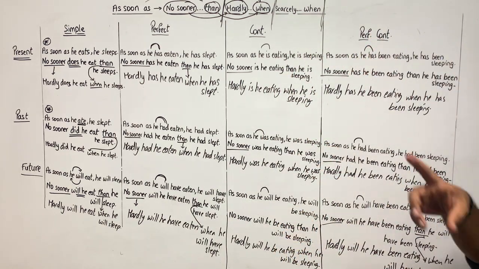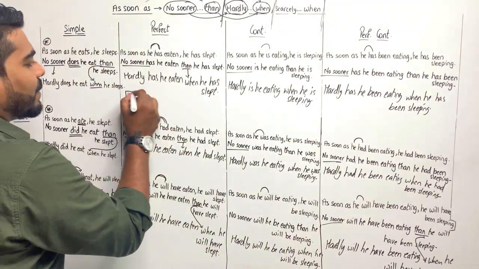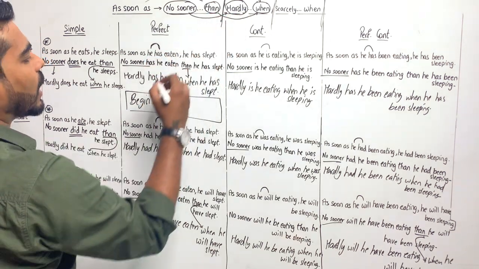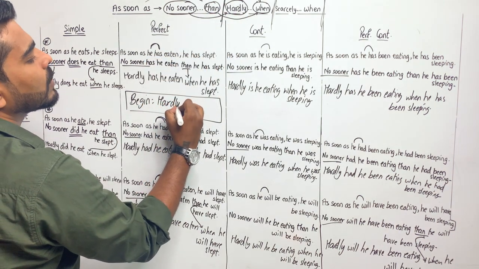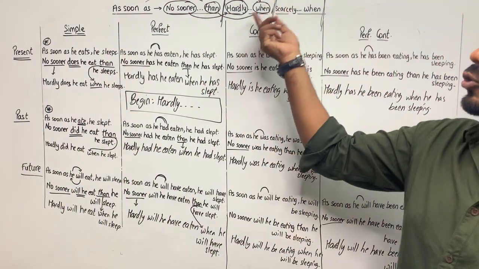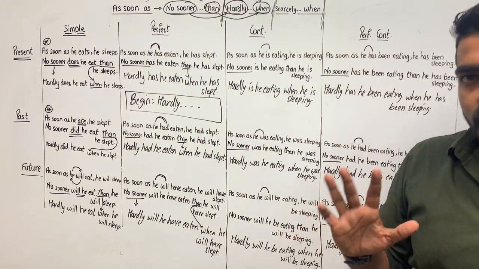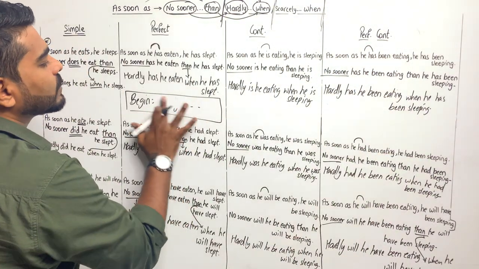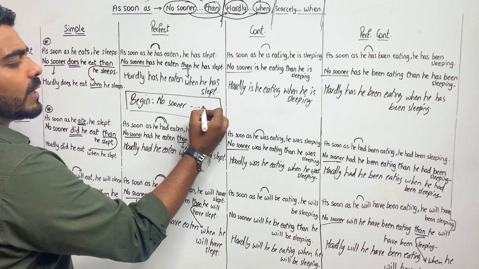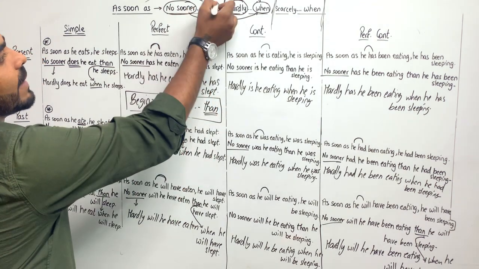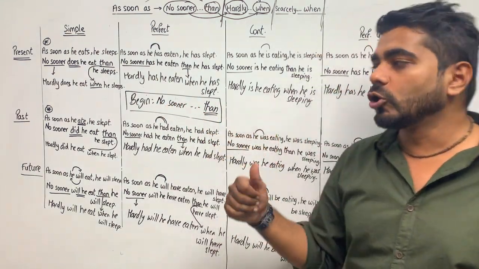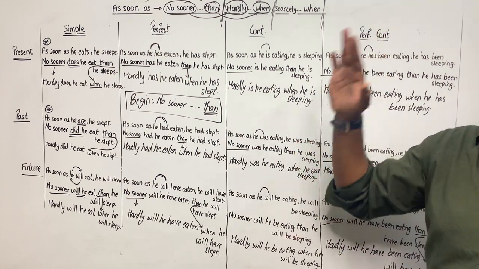Okay. Now, another way of asking this is, in the exam, they may tell you begin with hardly. Whether or not you are told to add when, you will be adding it on your own. If you are told begin with no sooner, it is understood that you will be using the word than. So you may be told use no sooner dot dot than, or you may be told begin with no sooner. It has the same answer.